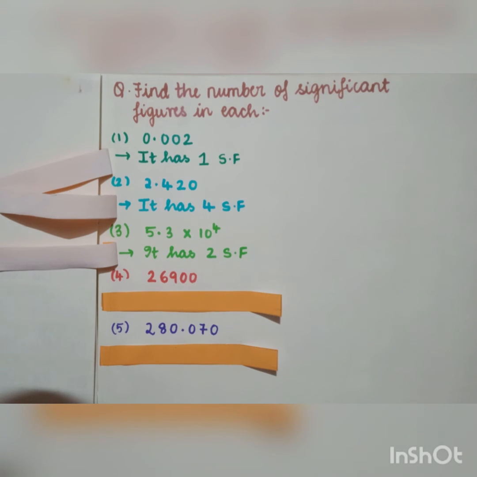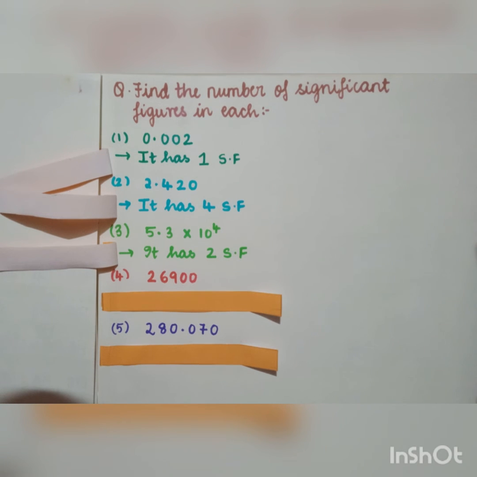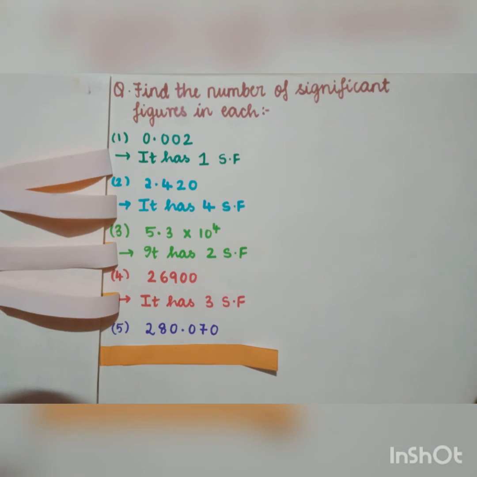Now moving to question number 4, our number is 26,900. You can pause the video and think of your answer. The answer is, it has 3 significant figures.